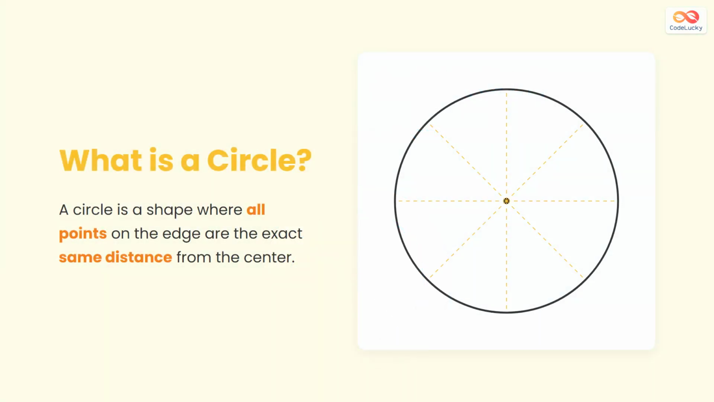First, let us define what a circle actually is. A circle is a perfectly round shape where every single point on its edge is exactly the same distance from the middle. Unlike squares or triangles, it has no corners or straight edges.